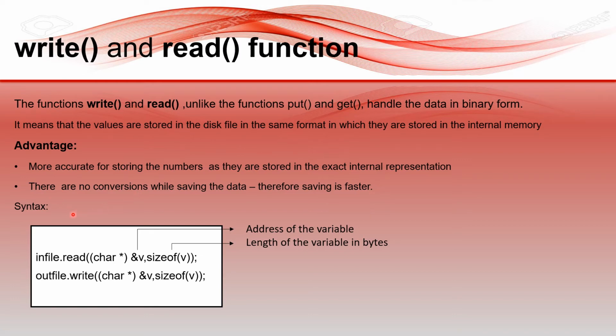So the syntax of the general form for read and write functions is given here. Here the ampersand v represents the address of the variable and the sizeof v represents the length of the variable in bytes. So the address of the variable must be cast to type character, that is, pointer to character type casting is performed here. So let us see an example of how these read and write functions work on files.